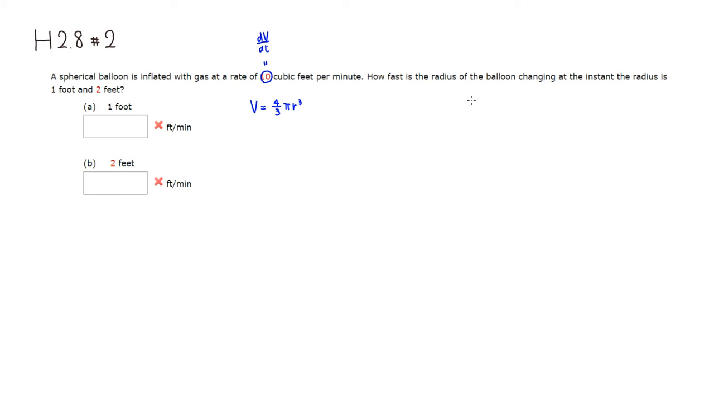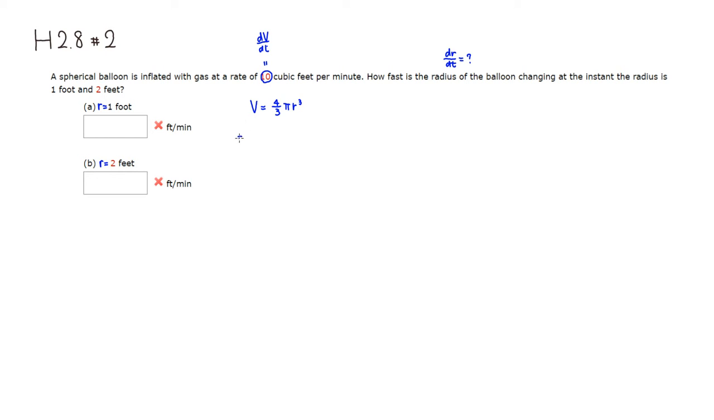Alright, so how fast is the radius? So we're looking for dr over dt. So this is what we're looking for. And when radius is, so this is, radius is 1 foot, and the radius is 2 feet. Alright, so let's do that. Right, so we just need to take the derivative.